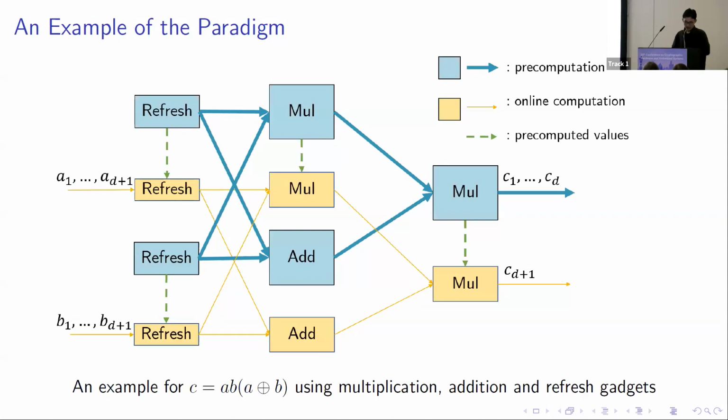So here is an example of how to use this paradigm. In this case, 3 gadgets are used: multiplication, addition, and refresh gadgets. Each gadget is split into two phases.